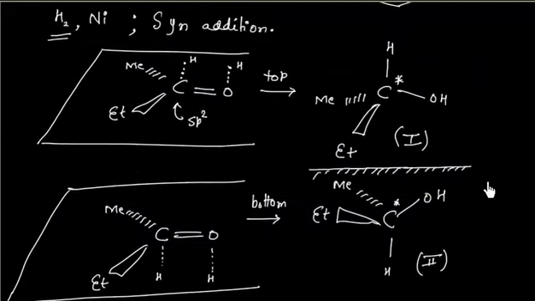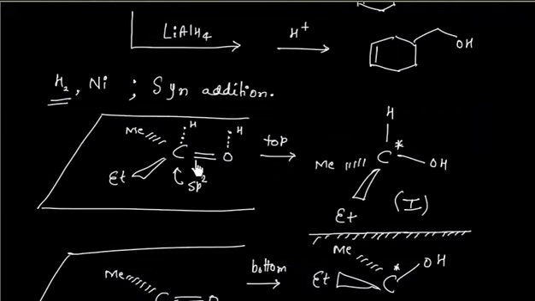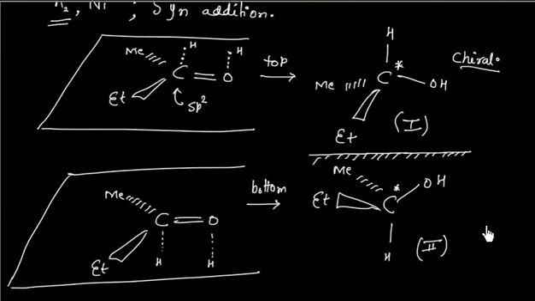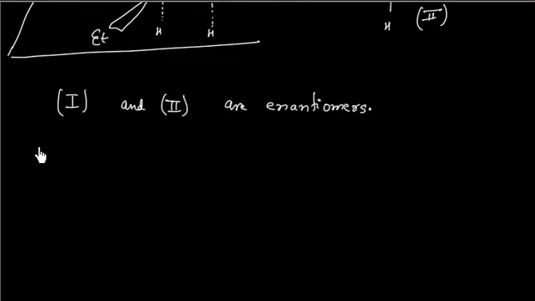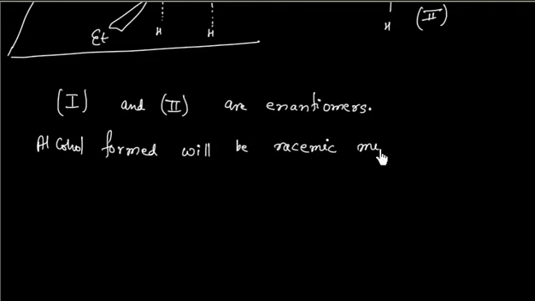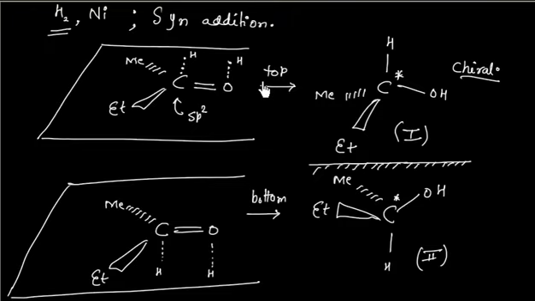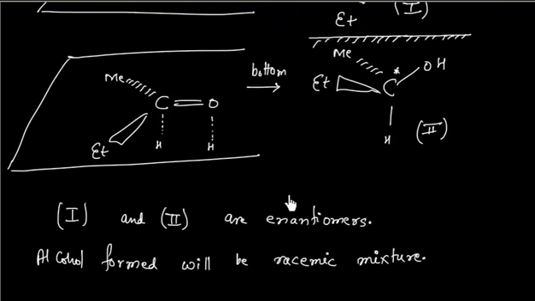That is, if I have a ketone that is going to generate an alcohol that is chiral, we will finally get a racemic mixture. So the final alcohol formed will be a racemic mixture. And this is because one time hydrogen can add from top, another time hydrogen can add from bottom.